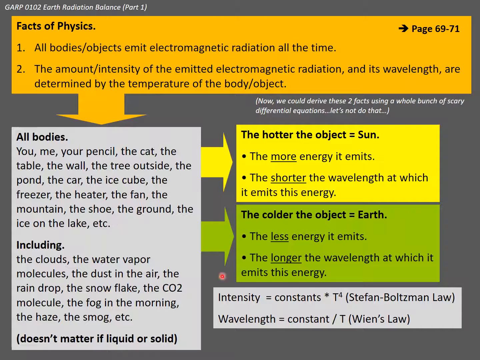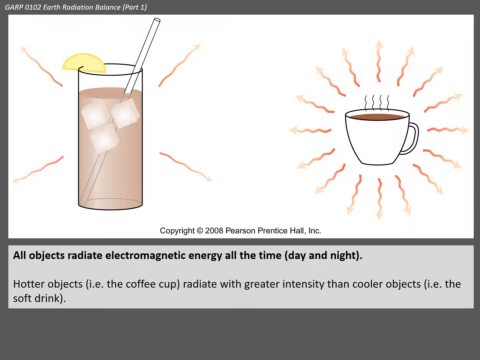So here you have a slide that you're just going to have to memorize, unless you want to deal with a lot of scary equations and take a couple of physics classes. Now, all right, here we go. We got a cup of coffee on the right. We got a soda with some ice cubes on the left. Both are objects. Both objects emit electromagnetic radiation. That's just the fact of physics.